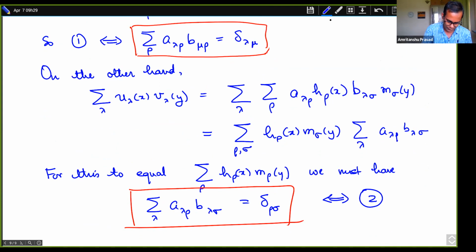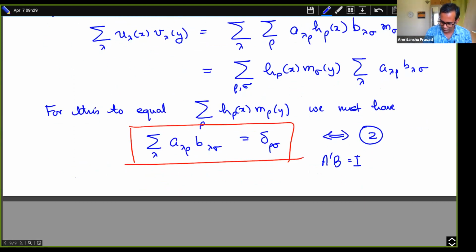this condition, if we think of A and B as forming matrices whose rows and columns are indexed by partitions, then this is saying that A B prime is the identity, and this one is saying that A prime B is the identity, where prime stands for transpose. Okay, but A B prime is the identity is equivalent to A prime B is the identity for any two matrices. So these indeed are equivalent. So these two conditions in red boxes are in fact equivalent.